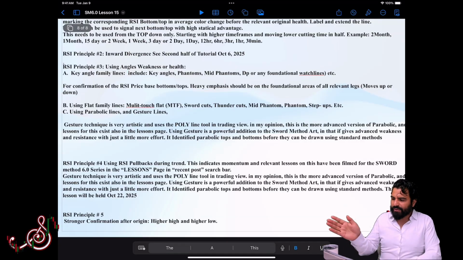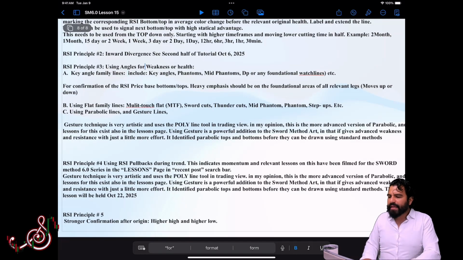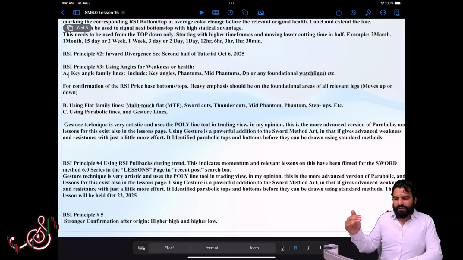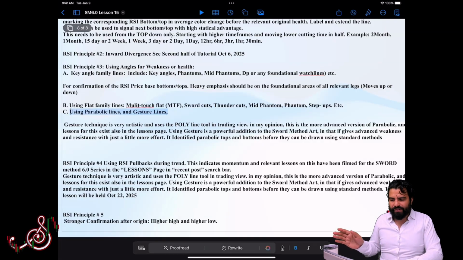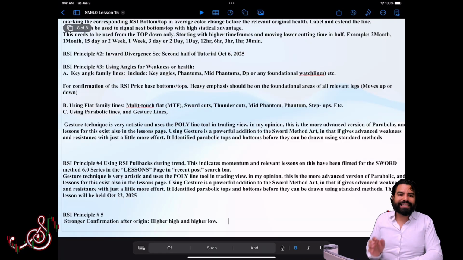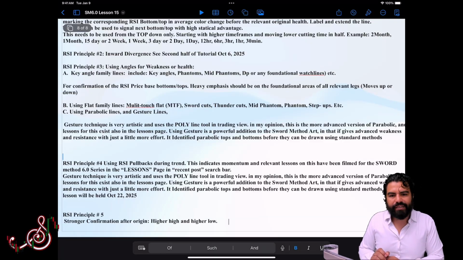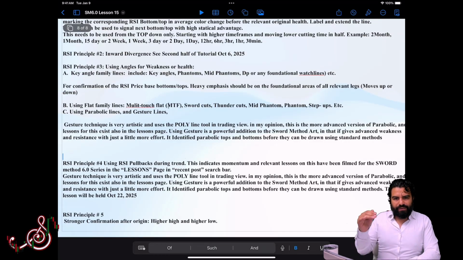So again, principle number 3 is using angles for weakness or health. Then you're going to be looking at, of those health, key angles, flats, and then number 3, parabolics and gesture lines. So we're going to focus today, I want to focus a lot on this part for just a bit. And then we're going to go to principles 4 and then principle 5. Principle 6 I did not place on here just yet. It's a little bit advanced. So I want to make sure that you guys really have a proper record of this teaching.